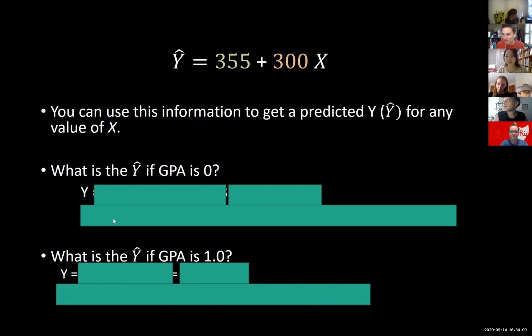Okay, that's 1 minute left. Okay, now I'm going to ask for a brave volunteer to step forward, unmute yourself, and walk us through this first equation. What is the y hat if GPA equals 0?